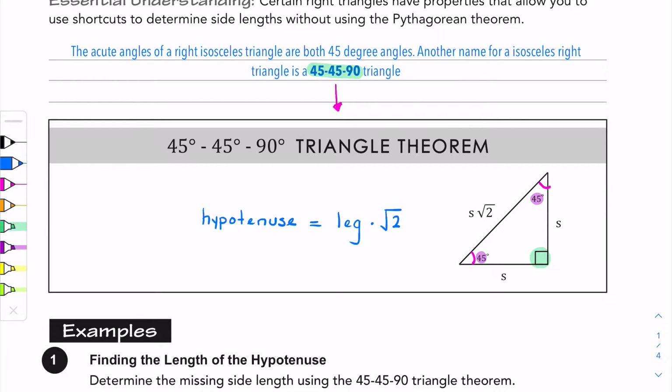Now in a 45-45-90, your two leg lengths are the same. So this leg length here and this leg length here are exactly the same length. If you know one of them, you know the other one. And that is why the formula only includes one of the legs.